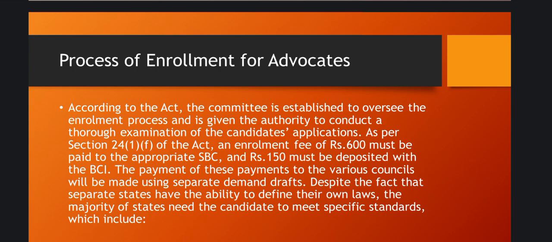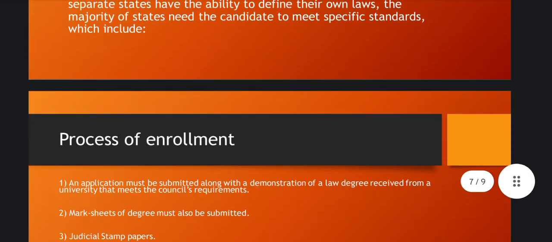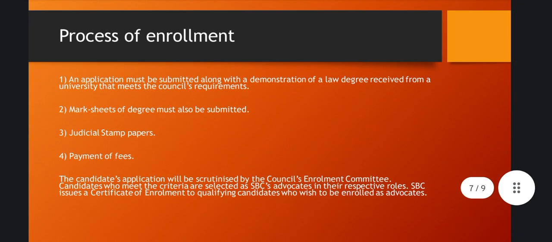Despite the fact that separate states have the ability to define their own laws, the majority of states need candidates to meet specific standards, which include the process of enrollment. So an application must be submitted along with a demonstration of a law degree received from a university that meets the council's requirements. A mark sheet of the degree must also be submitted. Judicial stamp paper, payment of fees.